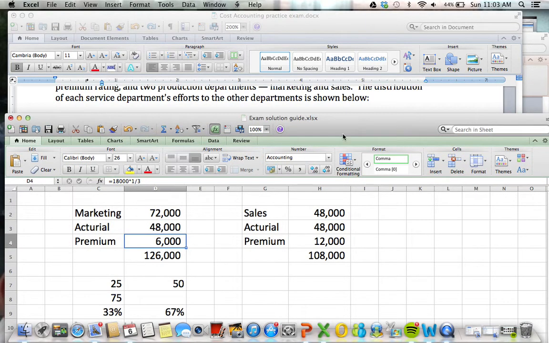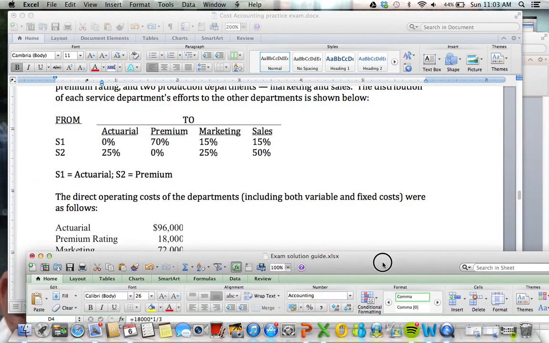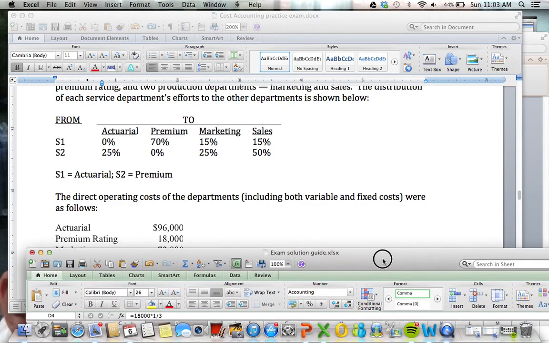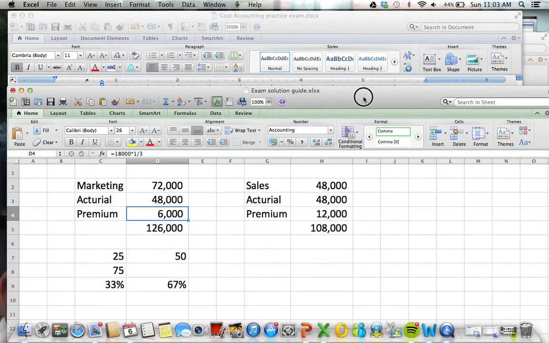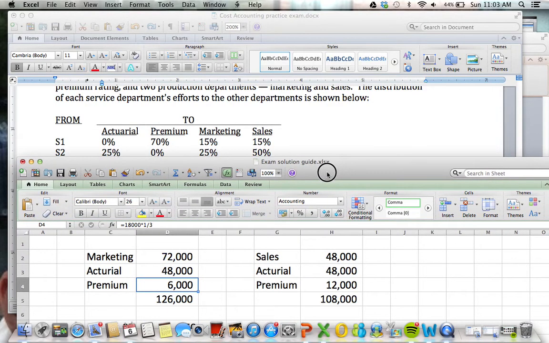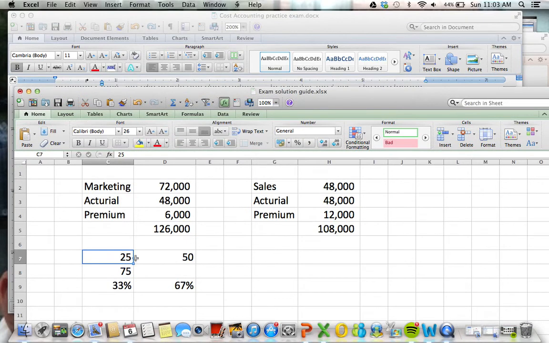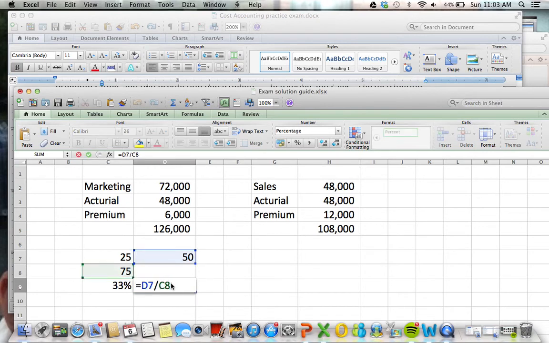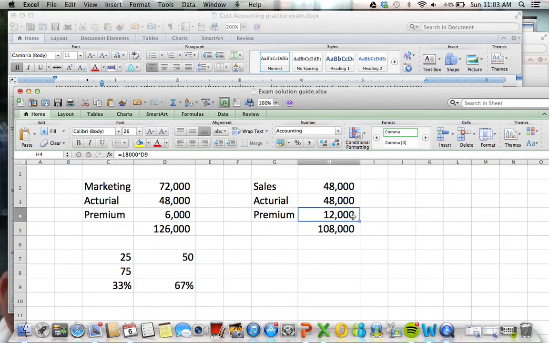For premium, I'm allocating the 18,000 as 1/3, 2/3, and that's because out of the total usage, which is 75%, marketing is taking up 25, sales is taking up 50. So 25 of 75 is 1/3. 50 of 75 is 2/3. So this is 2/3 of 18, and this is 1/3 of 18. And you can see how I come to the totals.